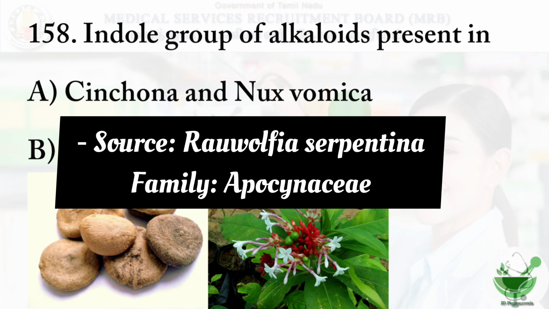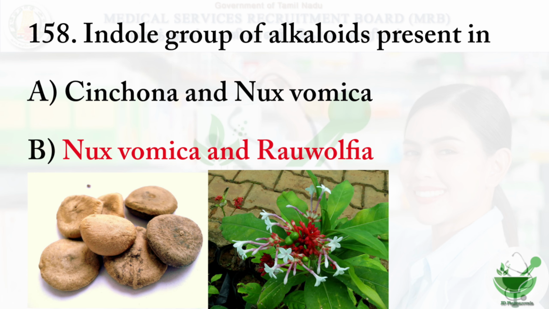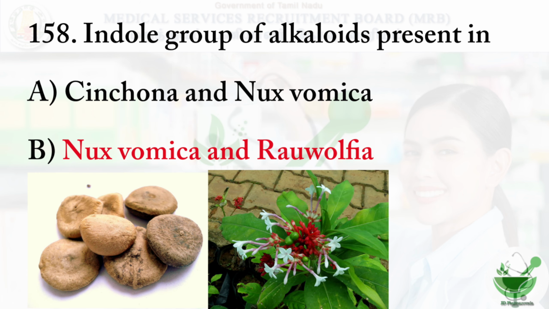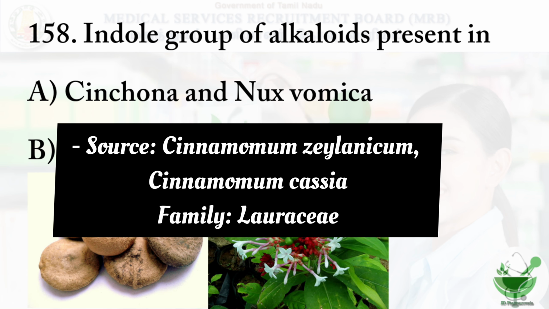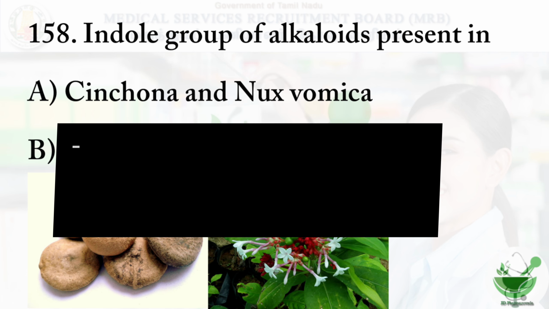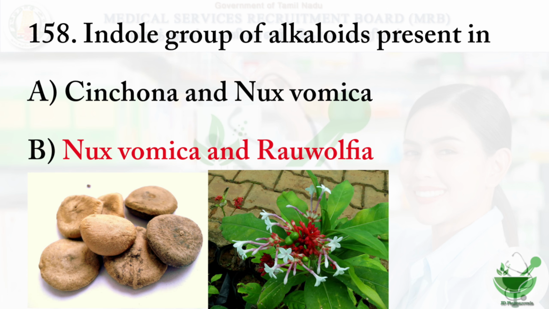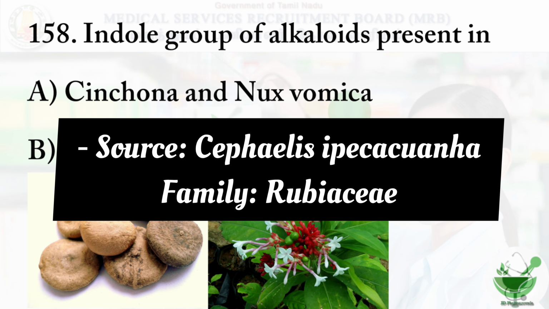And for Rauwolfia, its botanical source is Rauwolfia serpentina. Its family is Apocynaceae. And then for cinchona, its sources are Cinchona calisaya, Cinchona ledgeriana, Cinchona officinalis, Cinchona succirubra, and its family is Rubiaceae. Then for cinnamon, its source is Cinnamomum zeylanicum and Cinnamomum cassia. Its family is Lauraceae. Then for vasaka, its source is Adhatoda vasica and its family is Acanthaceae. Then for ipecac, its botanical source is Cephaelis ipecacuanha and its family is Rubiaceae.